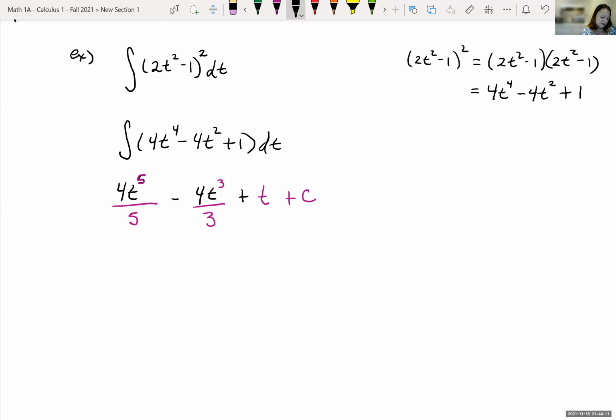And so see if that simplifies at all. It doesn't look like it. So the antiderivative, if we call that little f of t, is capital F of t is equal to 4/5 t to the 5th minus 4/3 t cubed plus t plus c.